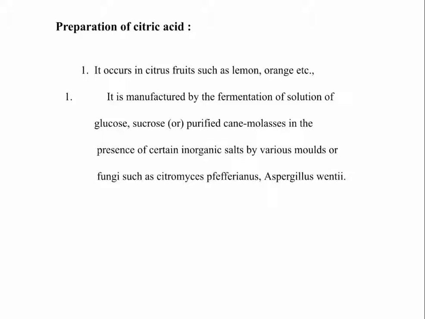Preparation. Citric acid occurs in citrus fruits like lemon, orange, etc. It is manufactured by fermentation of a solution of glucose, sucrose or purified cane molasses in the presence of certain inorganic salts by various molds or fungi. This is the fermentation reaction.